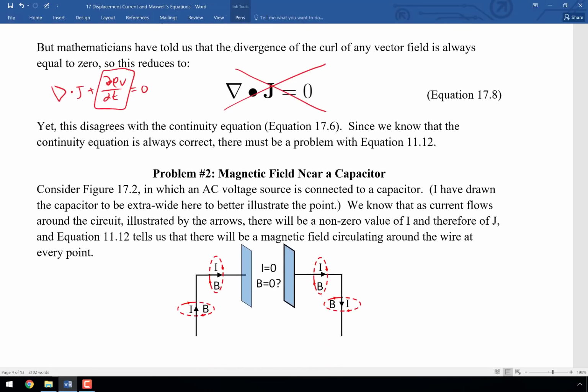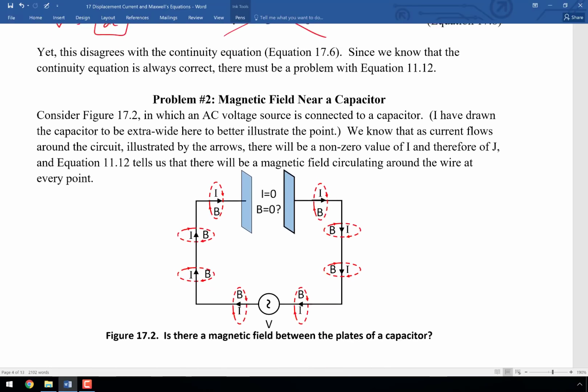Well, here's problem number 2. Magnetic field near or inside of a capacitor. We understand that if we attach a capacitor to an AC voltage source, the current is going to flow. It's going to flow throughout the wire, and every time that there's a current flowing throughout the wire, there's going to be a magnetic field circulating around that current. So I've tried to represent that here with the little arrows to represent the current flowing, and the magnetic fields as the red loops that are circulating around that wire. And so we understand that. Our theory is complete on that, and actually Ampere's law, even in its incomplete form, gets that right.